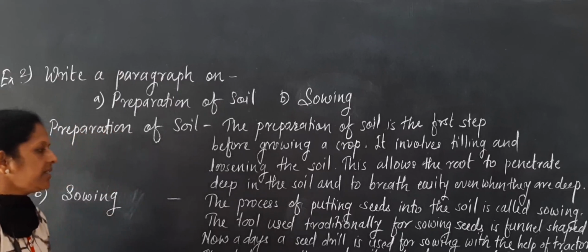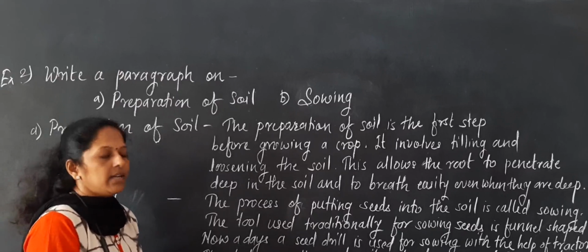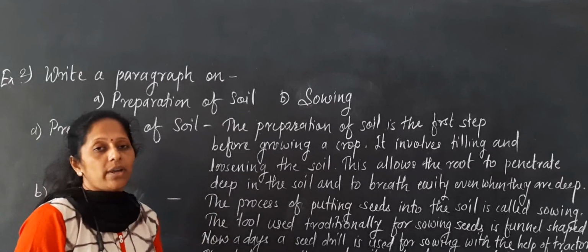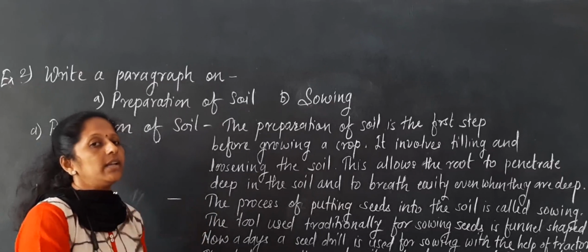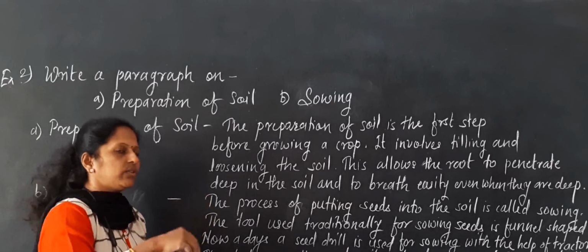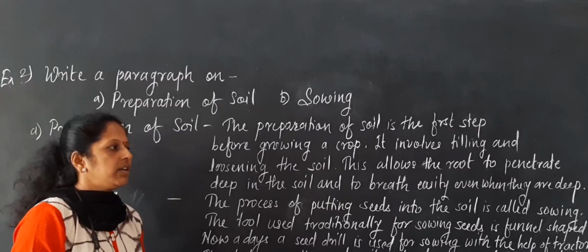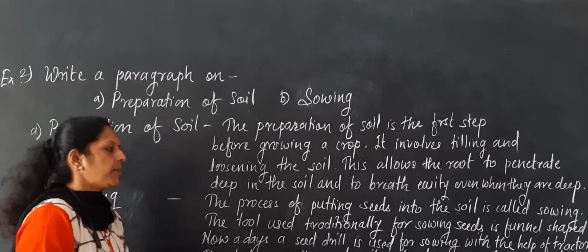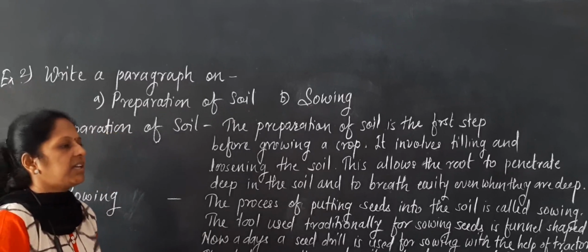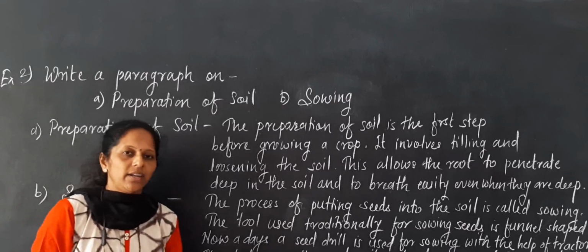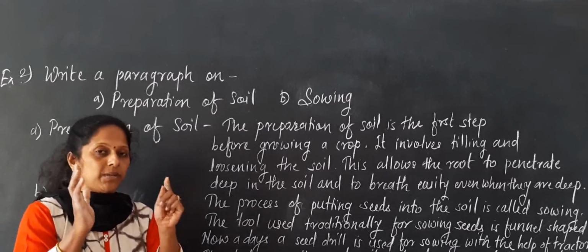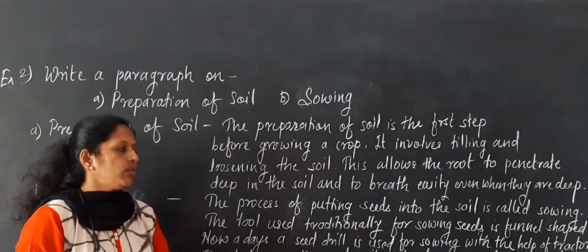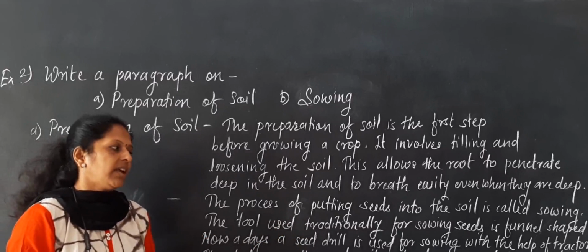So what is the sowing? The process of putting seeds into the soil is called sowing. The tool used traditionally for sowing seeds is funnel shaped. Traditionally, in olden days, they used the funnel shaped tool for sowing the seeds, but nowadays a seed drill is used for sowing seeds with the help of a tractor.